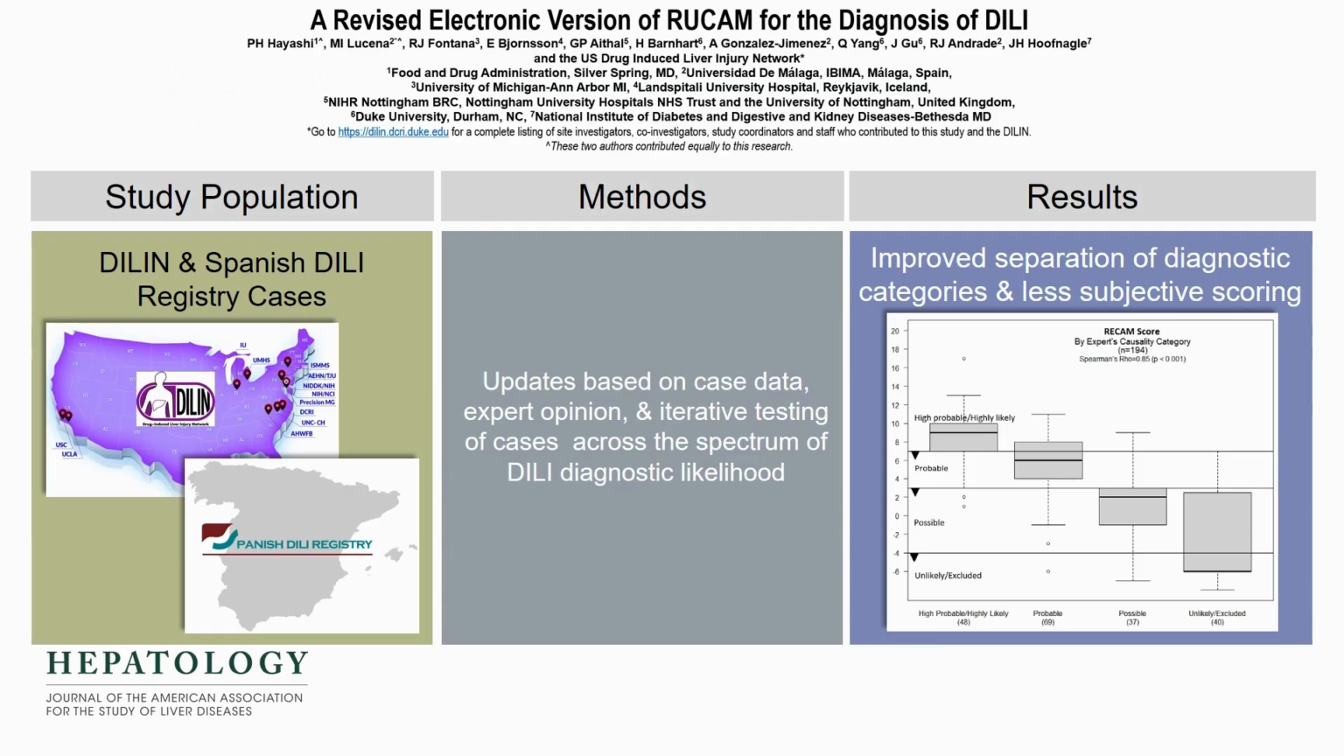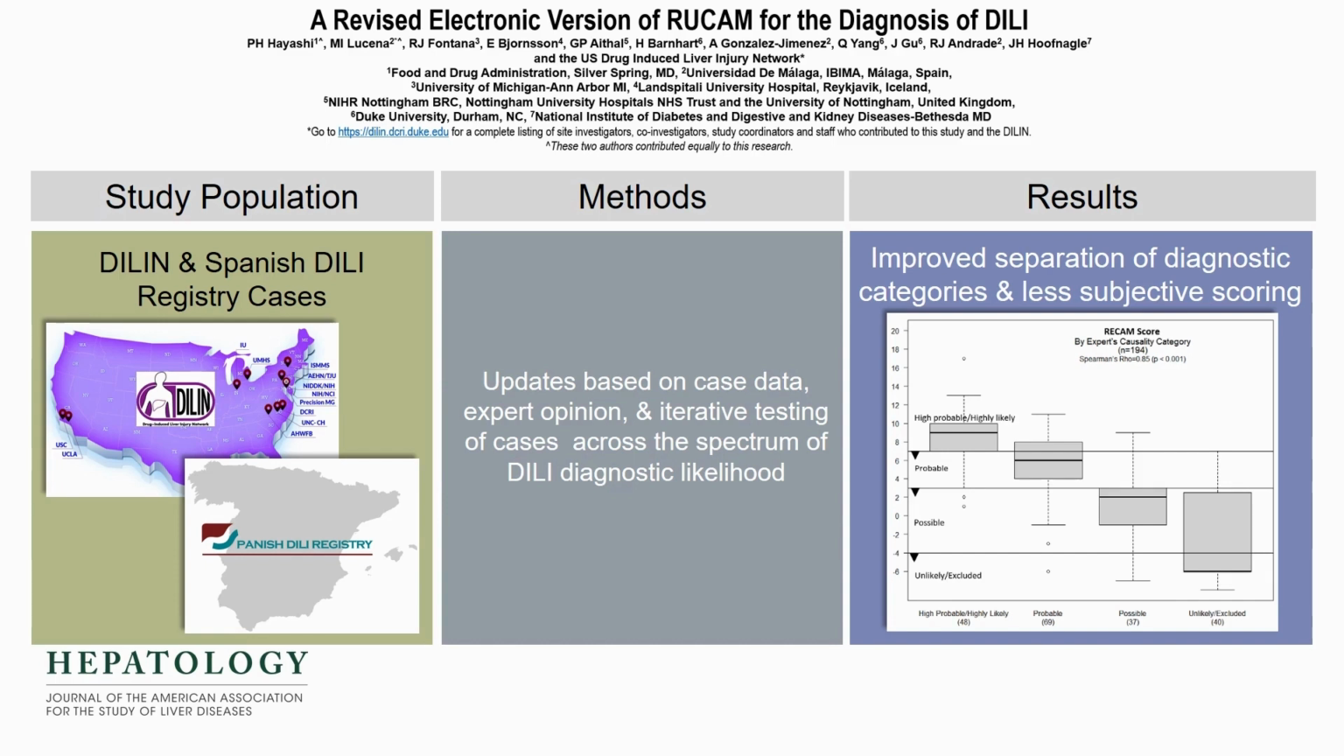So based on those shortcomings and issues, the DILI and the Spanish registry groups got together and embarked on a project to see if we could revise the RUCAM and create what's called a revised electronic version of RUCAM, or RECAM. This is just a snapshot of the study that was done over a few years. The updates were based on case data wherever we had it, evidence-based in other words, expert opinion, and iterative testing on groups of 50 to 100 cases from each registry, until we came up with a final model.